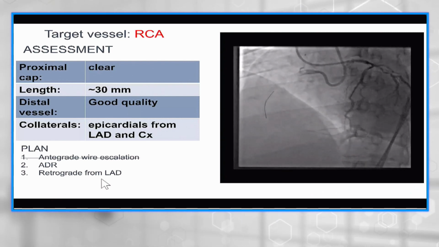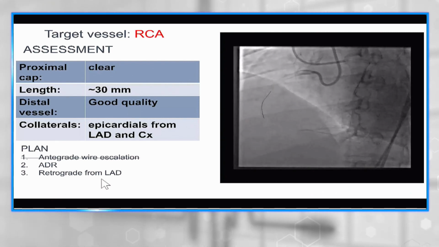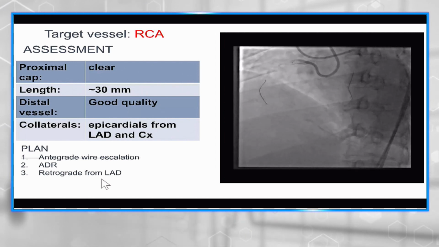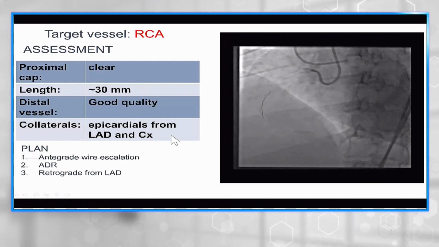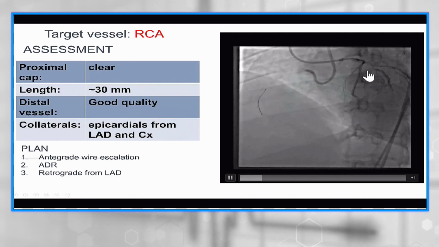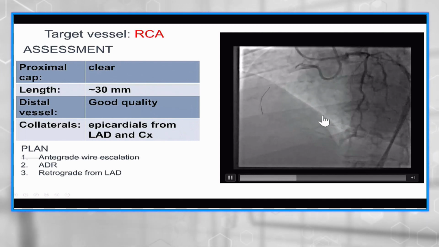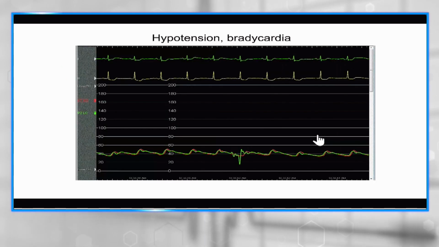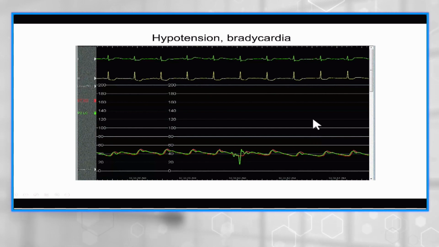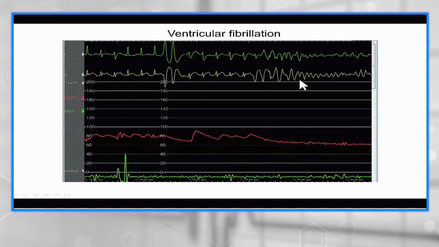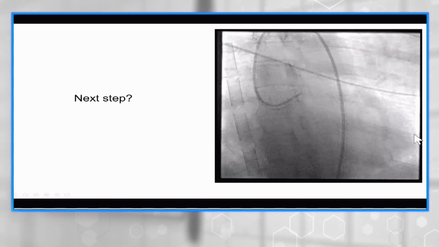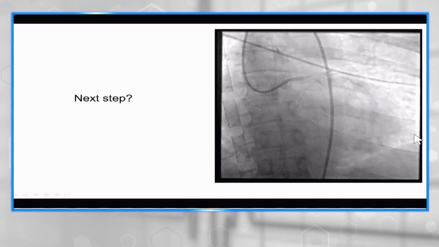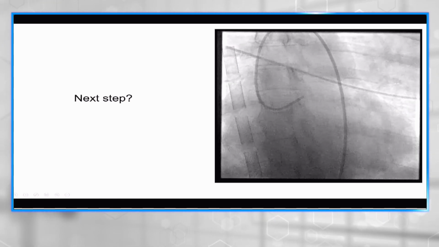And one of the things that can go wrong during CTO PCI that can be devastating is actually occlusion of the donor vessel. This is a patient with an RCA CTO, filling with the left supplying the right coronary artery. We ended up going retrograde, but during the procedure, while we had placed a stent in the right coronary artery, the patient developed bradycardia and ST segment depression that got worse, and then eventually the patient had ventricular fibrillation. We ended up having to put the patient on ECMO, and this was the problem.